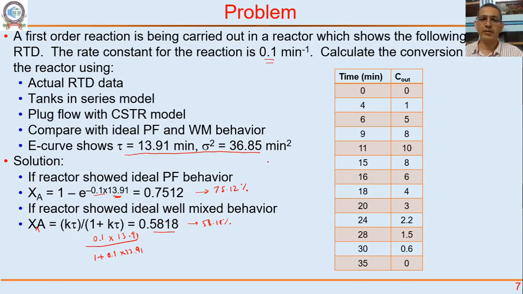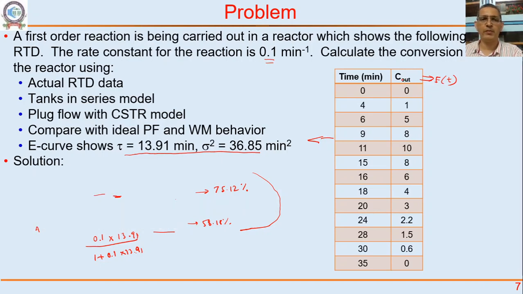Now, this reactor is not behaving like a well mixed reactor. It is not behaving like a plug flow. Its behavior is like this RTD E curve, C out versus time. We have already got the E curve for this particular reactor; we have already done this problem. Now, what would be the conversion? Calculate. Use these formulae.